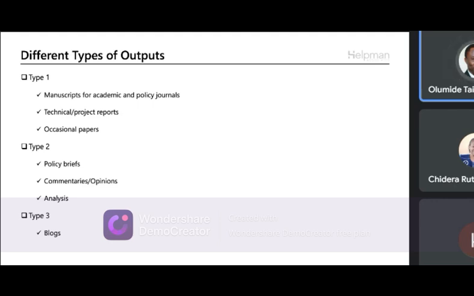A policy piece could also be a reaction to a specific policy, but that one comes in the form of commentaries and opinions. You are reacting to a specific policy based on knowledge you already have, right? Or based on the situation, right? This is not the right policy because, one, this policy is assuming so and so, but these things are not true.